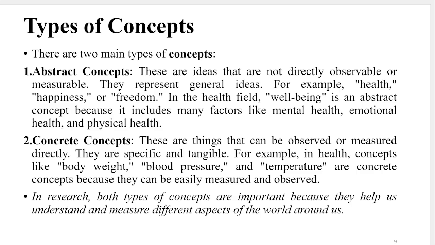Second, concrete concepts. These are things that can be observed and measured directly. They are specific and tangible. For example, body weight, blood pressure, and temperature are concrete concepts because we can measure them using tools and devices. In research, both types are very important. Abstract concepts help us understand general ideas, while concrete concepts allow us to measure and analyze data accurately.